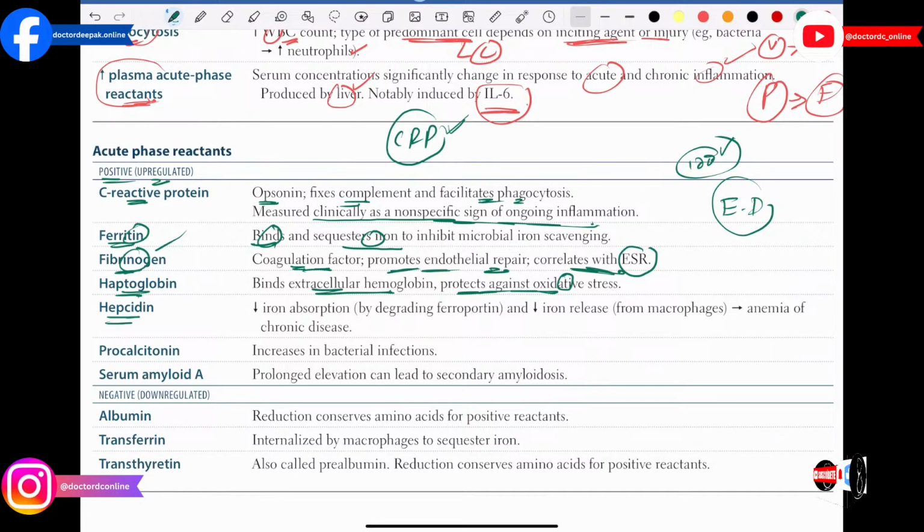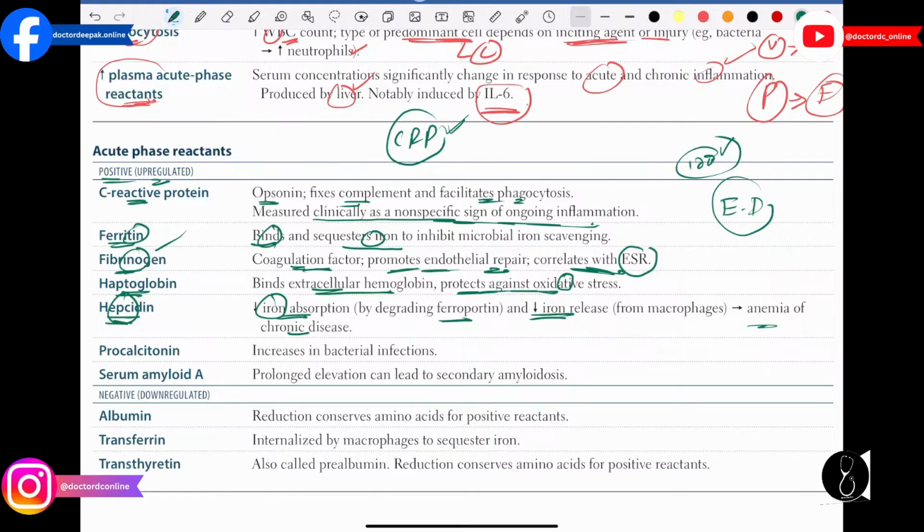Then after that, we have the hepcidin. Again, hepcidin is going to decrease the iron absorption by degrading the ferroportin, and also decrease the iron release from the macrophages. So during the inflammation, you get the anemia of chronic disease, and that is a very important MCQ. Why during the inflammation do you get the anemia? Basically, during the inflammation, there is an acute phase reactant protein which is produced from the liver. That protein is hepcidin. So this protein will be produced and inhibit the iron absorption.